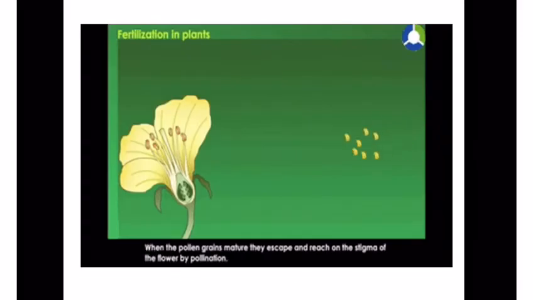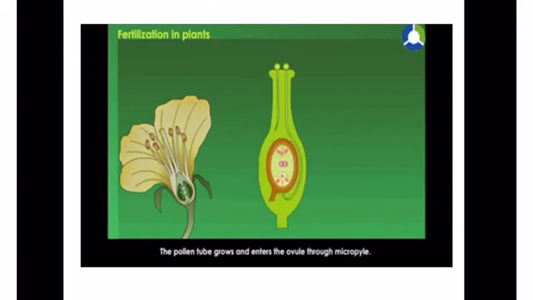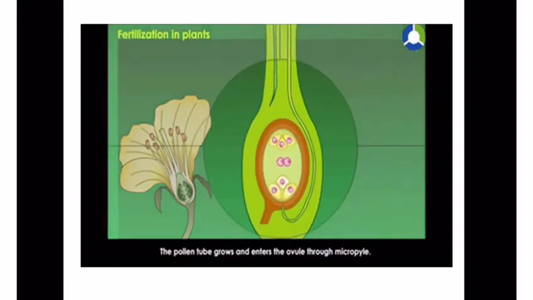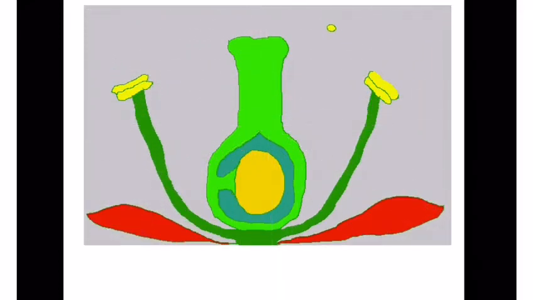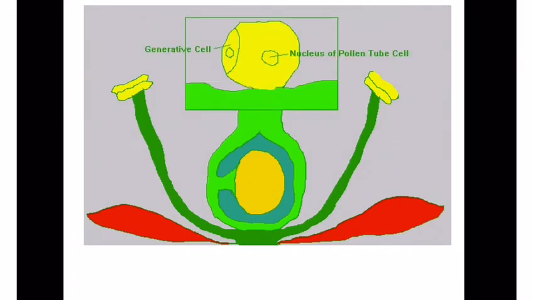So what happens in fertilization? When the pollen is carried from another plant to the stigma of the flower, and the pollen lands on the stigma, it develops a pollen tube and enters the micropyle, that is, the opening of the ovary. So you can see the pollen grain landing on the stigma.